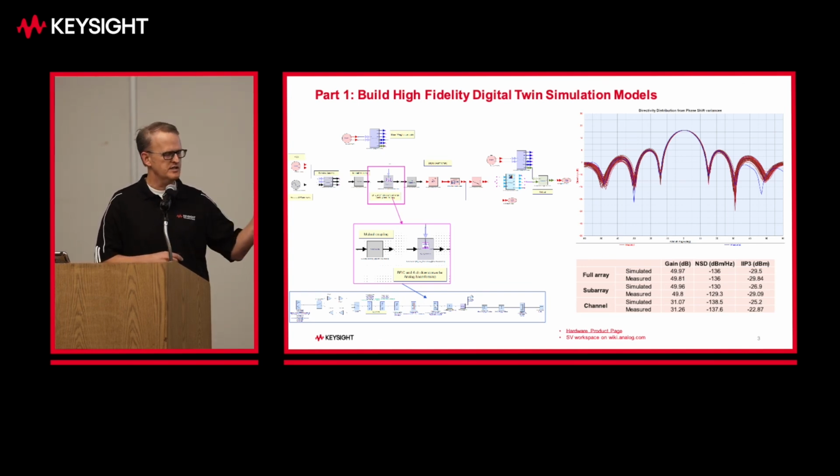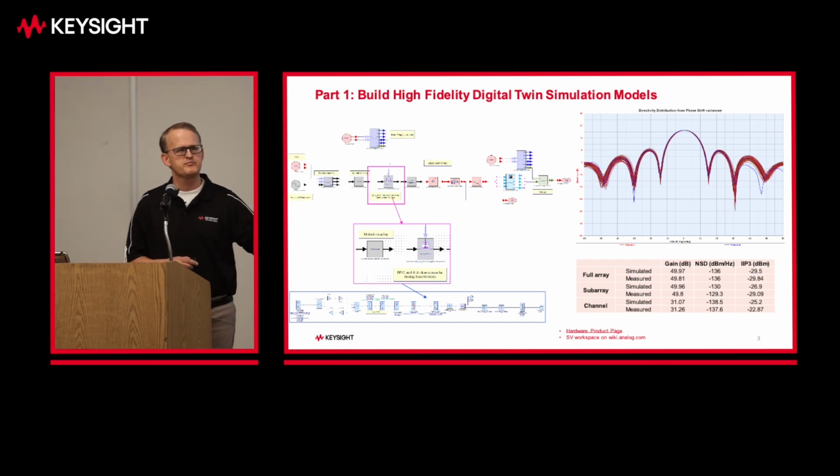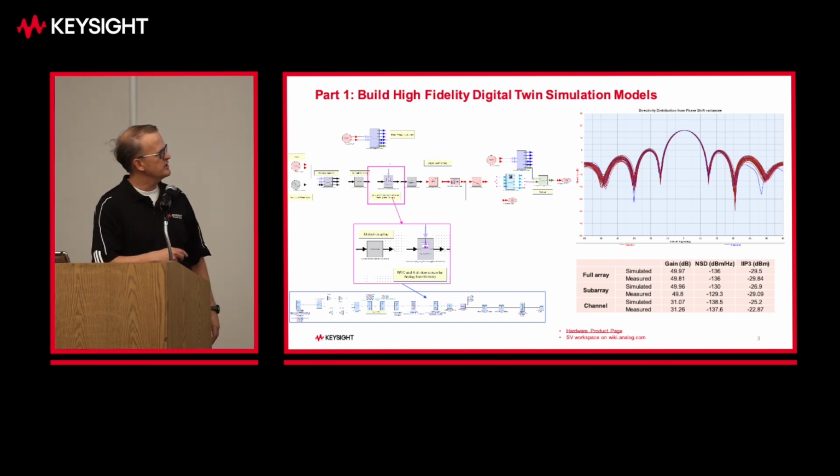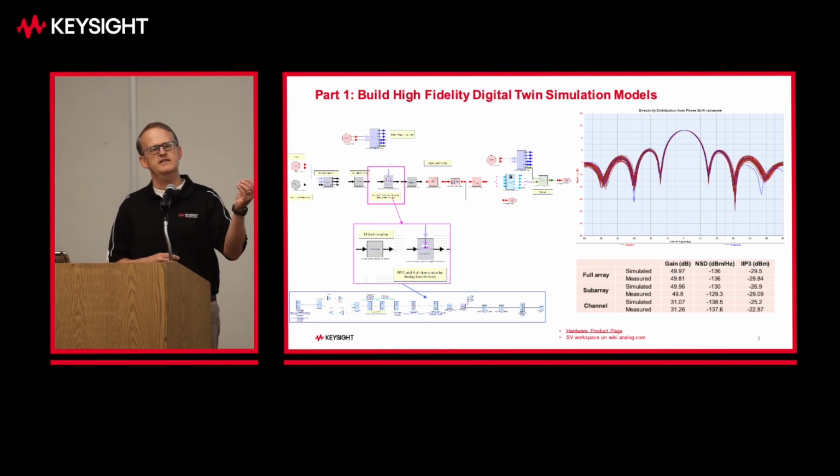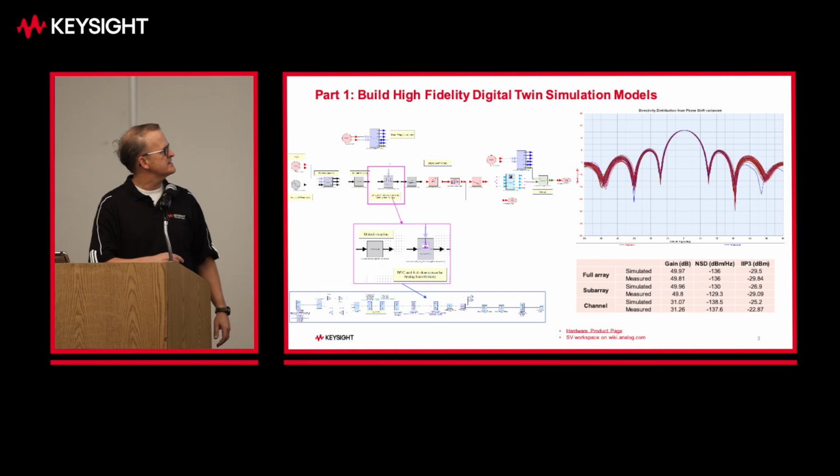So at boresight, plus or minus 30 degrees off, we can look at different full array, subarray, and we can look at gain. We can look at noise spectral density, which you could calculate G over T. This is a receiver. And we're going to look at IP3. And this model that we're going to show you how we built up, we can even introduce things like variation in phase between the elements or the feed lines or a number of different parameters like that. And you can see that.